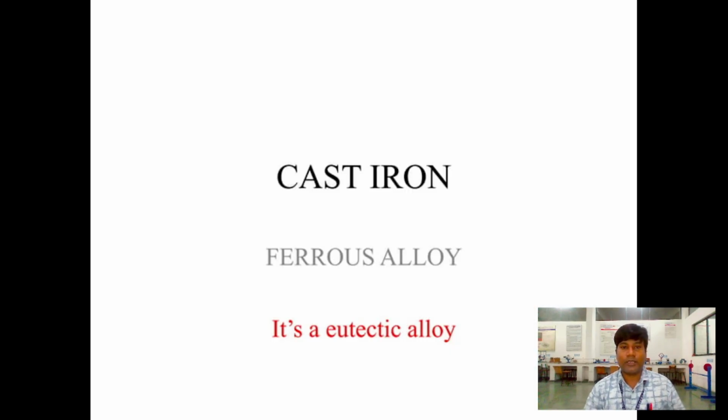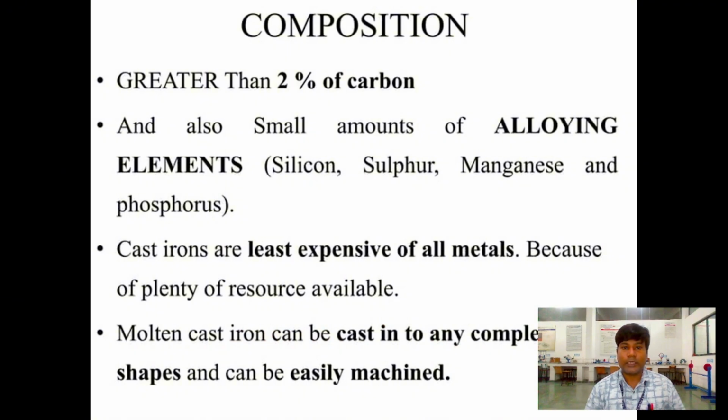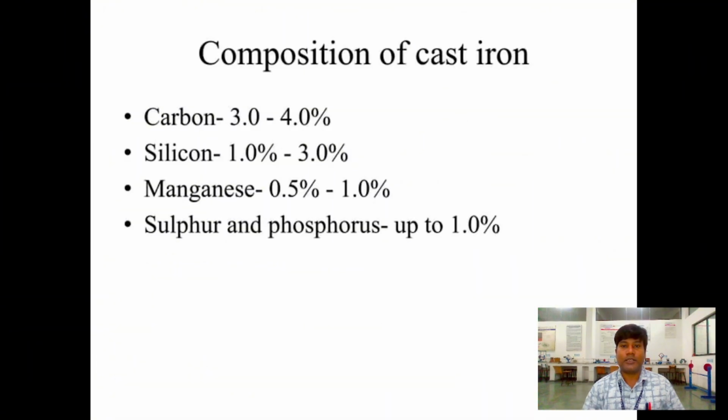Cast iron is a ferrous alloy with greater than 2% of carbon. It also contains alloying elements: silicon, sulfur, manganese, phosphorus. Cast iron is the least expensive compared to all metals because of plenty of resources available. Molten cast iron can be easily cast into complex shapes, and easily machined. Composition of the cast iron: carbon up to 4%, silicon 1 to 3%, manganese 0.5 to 1%, sulfur and phosphorus up to 1%.